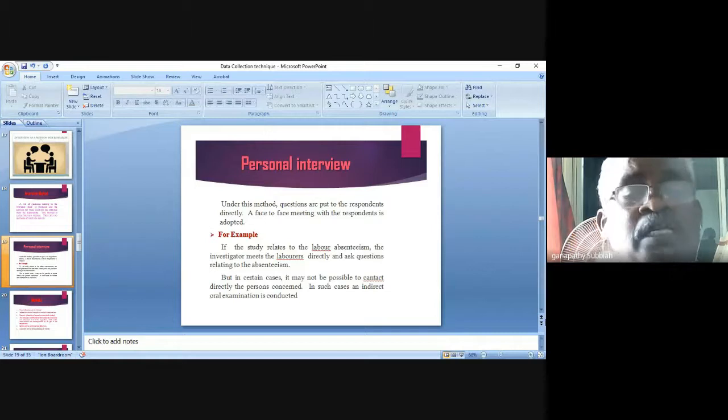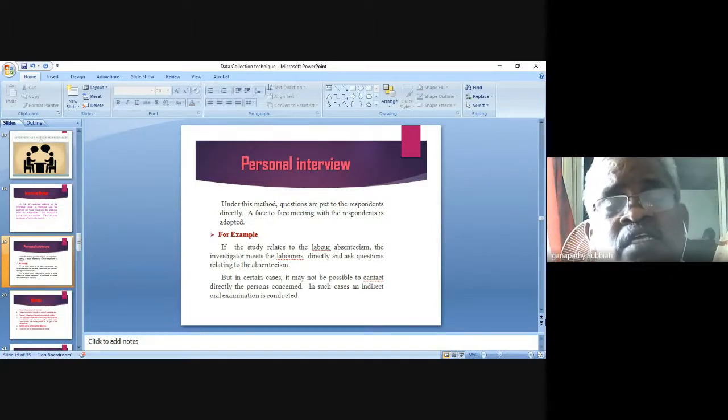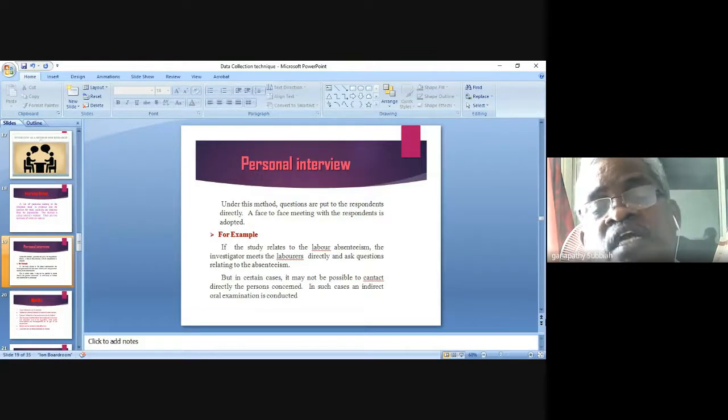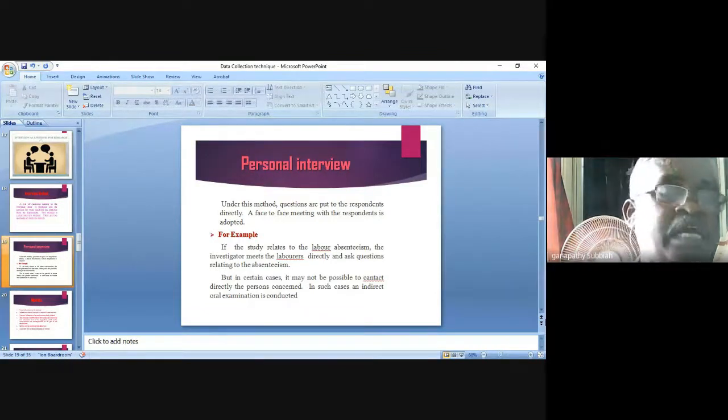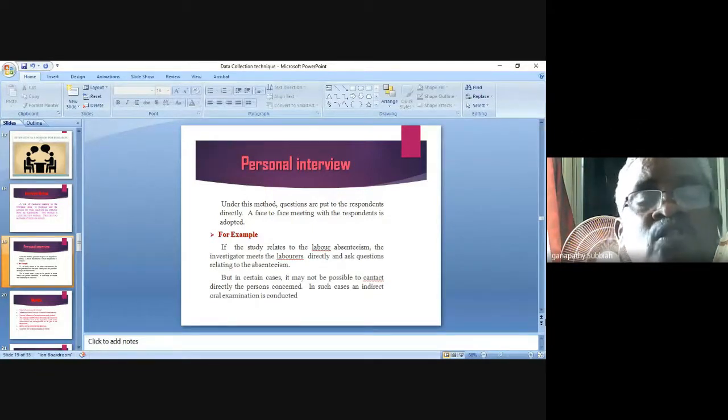First, the personal interview. Every researcher uses this type of technique for data collection. Under this method, the researcher puts the questions directly to the respondent. Meeting with the respondent is adopted. That is the personal interview method.